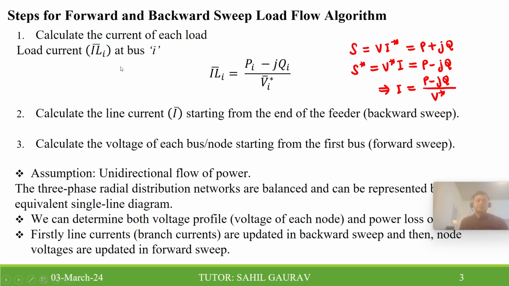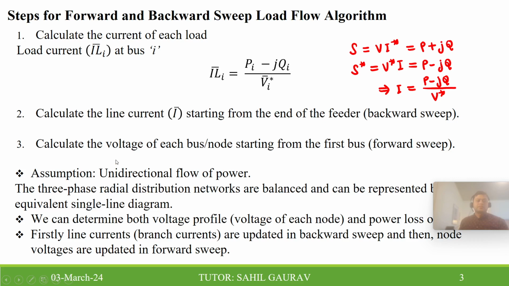After knowing the load current at different buses, we go for calculation of line current, and that starts from the end of the feeder. That's why it is called the backward sweep, because we start from the last node, that is the end node or terminal node. And after finding the line current, we calculate the voltage of each bus node starting from the first bus. So that's why it is called the forward sweep.